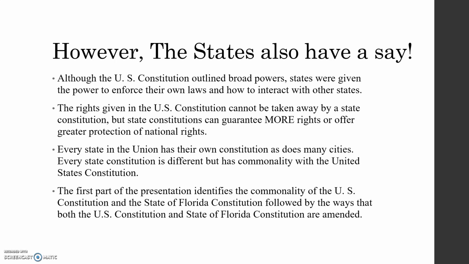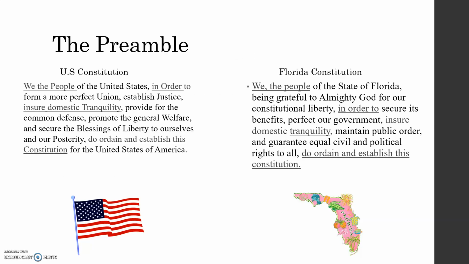So let's start with something they both have in common. They both have a preamble, which, if you don't remember what a preamble is, is an introduction to a formal document. The United States Constitution reads exactly like this. We, the people of the United States, in order to form a more perfect union, establish justice, ensure domestic tranquility, provide for the common defense, promote the general welfare, and secure the blessings of liberty to ourselves and our posterity, that means children, do ordain and establish this Constitution for the United States of America.